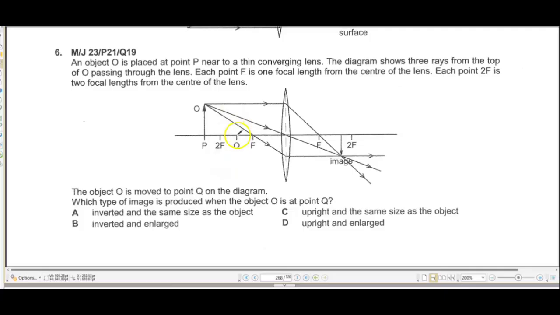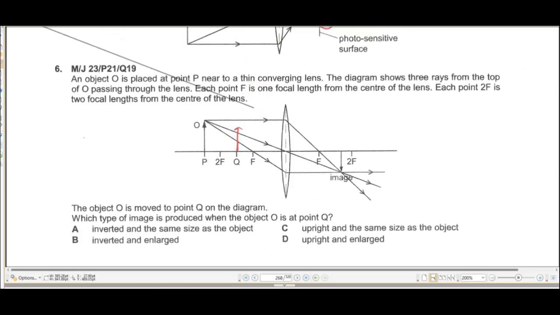Now this is the point Q and this lies between F and 2F. So its image is going to be beyond 2F. So the image is going to be inverted and it's going to be enlarged. You can also see it for yourself. Let me draw the lines for you. Okay, let's take this. So if you draw one line from here, let me draw it first.